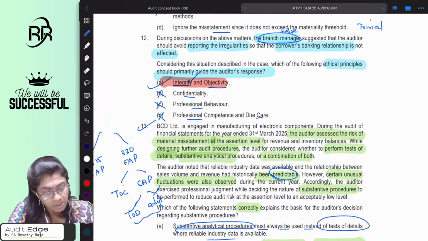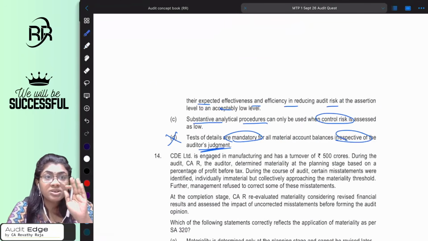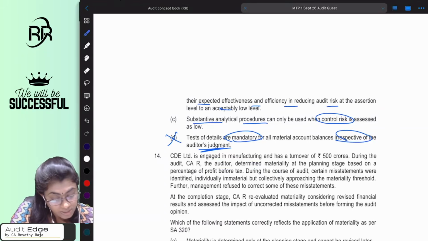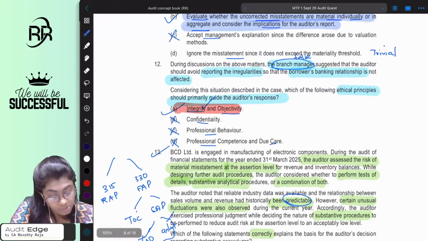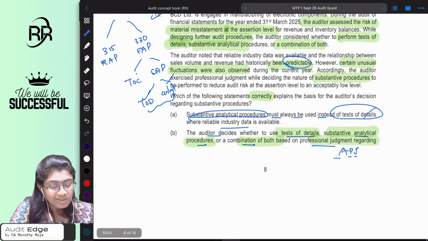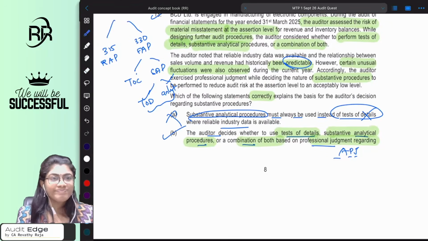Ma'am, why are others wrong? I will say irrespective of auditor's judgment, no, you have to use the judgment. This only when control risk, no, that's also wrong. Instead of TOD is also wrong. So the answer is B. B for bat.